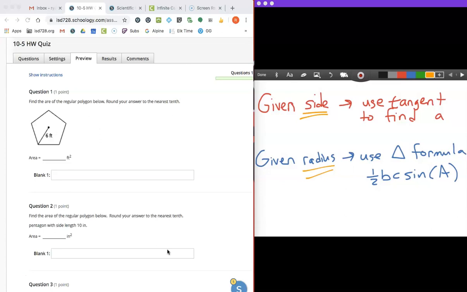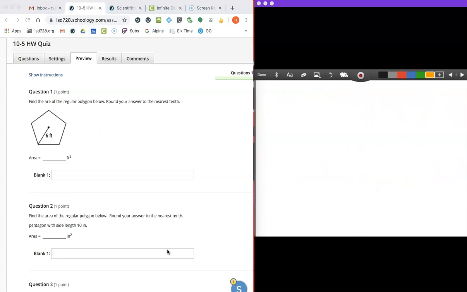Now, I hope you went and checked your answers in the guided notes. I posted those in the Monday folder. But let me go through these questions here. Anytime they give us the radius, we're going to use the triangle formula. Anytime they give us the side length, then we're going to use tangent.